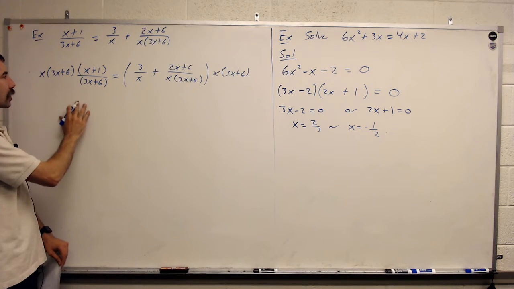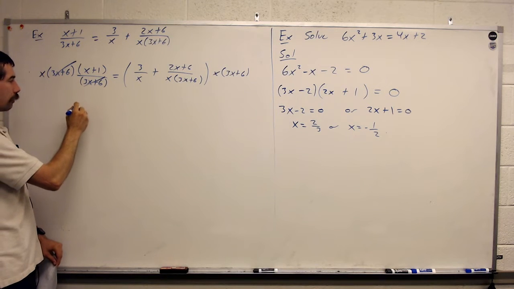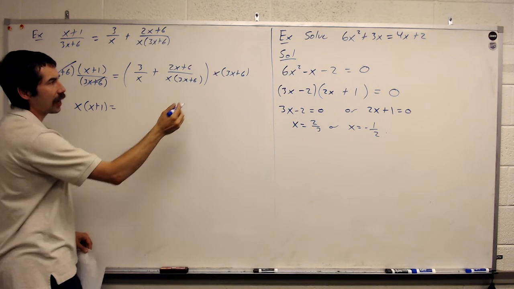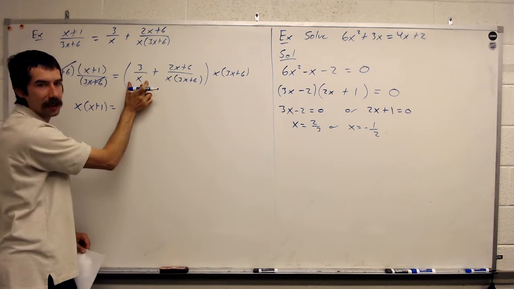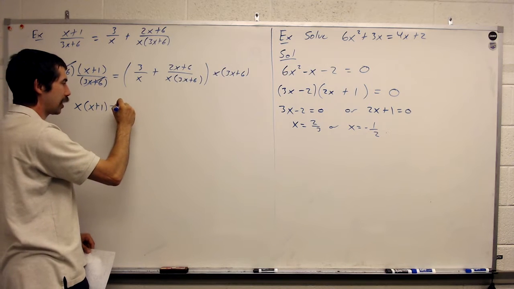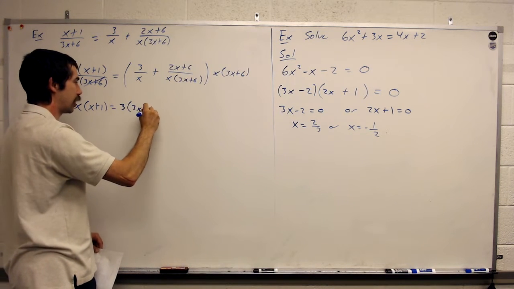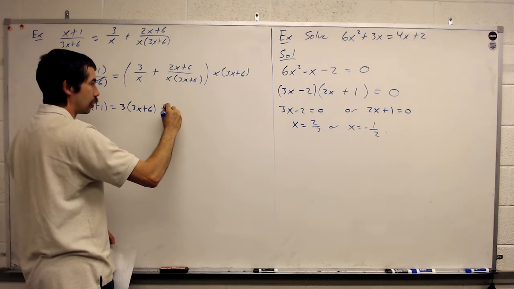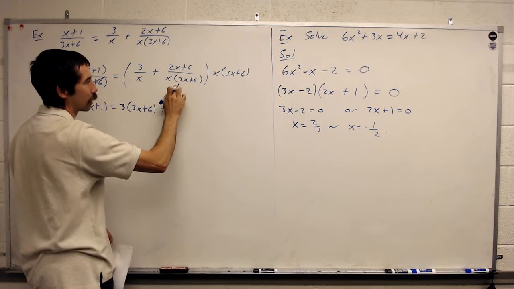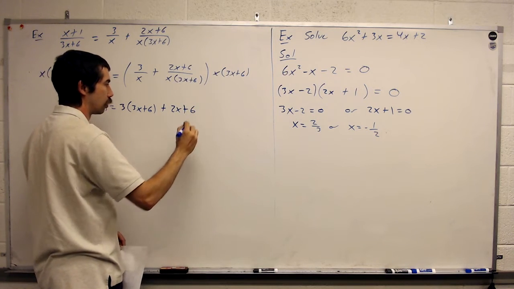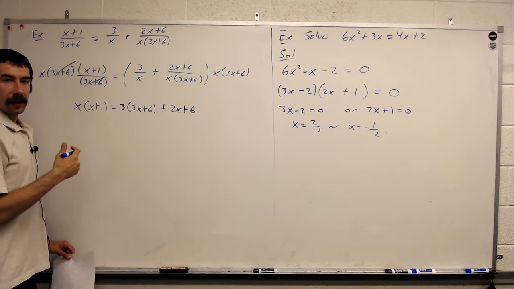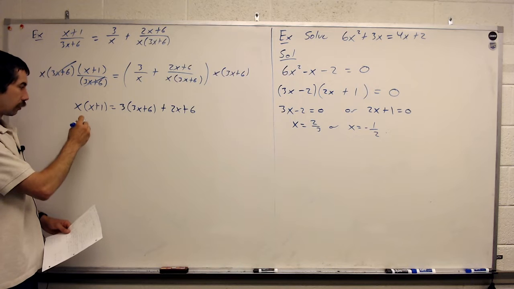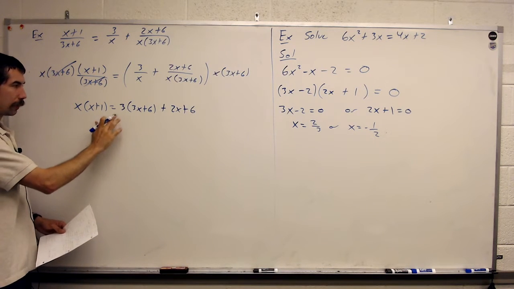On the left-hand side, we're left with x times (x + 1). On the right-hand side, when this term gets distributed to the first term, we're left with 3 times (3x + 6). And when it gets distributed to the second term, you just get the numerator, because the x would cancel and the 3x + 6 would cancel. Now we're left with an expression that's a little easier to look at. Let's distribute everything out.